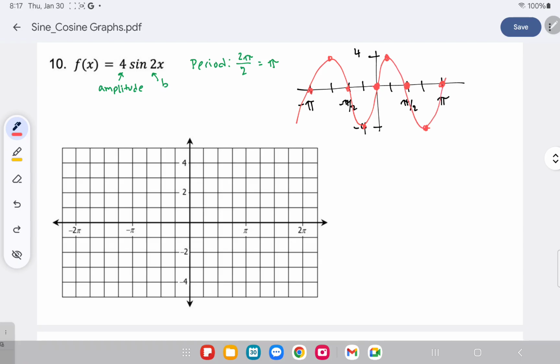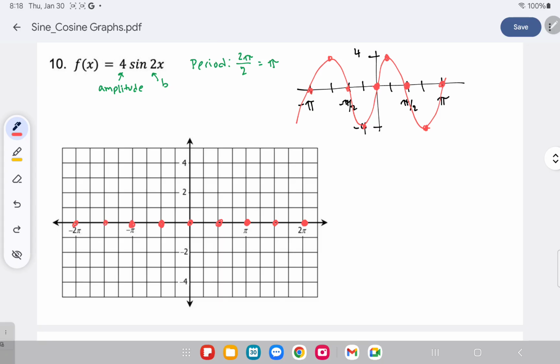And then with this, I can transfer what I know over here. So I've got x-intercepts at pi and pi over 2 and 0 and negative pi over 2. This is a pretty easy transfer, but it's not always so easy. And so you can kind of continue that pattern. You can see that the x-intercepts are happening every pi over 2. So you can continue that.